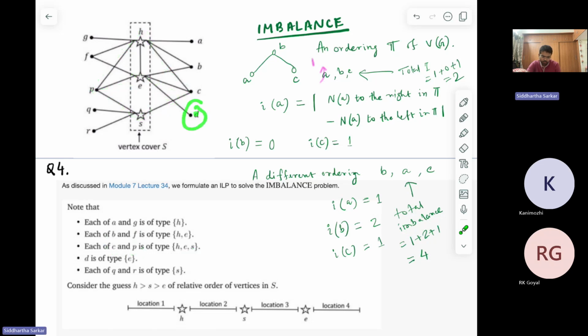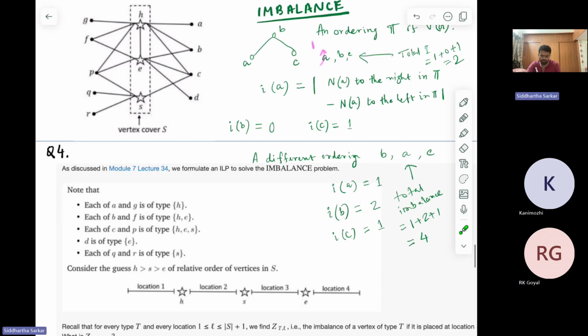D is connected to E alone, so D is of type E, and Q and R are connected to S alone, so Q and R are of type S. Okay, so the type definition is clear. Types. Okay, so now you have to find an ordering of all these vertices such that the imbalance with respect to this ordering is minimized.